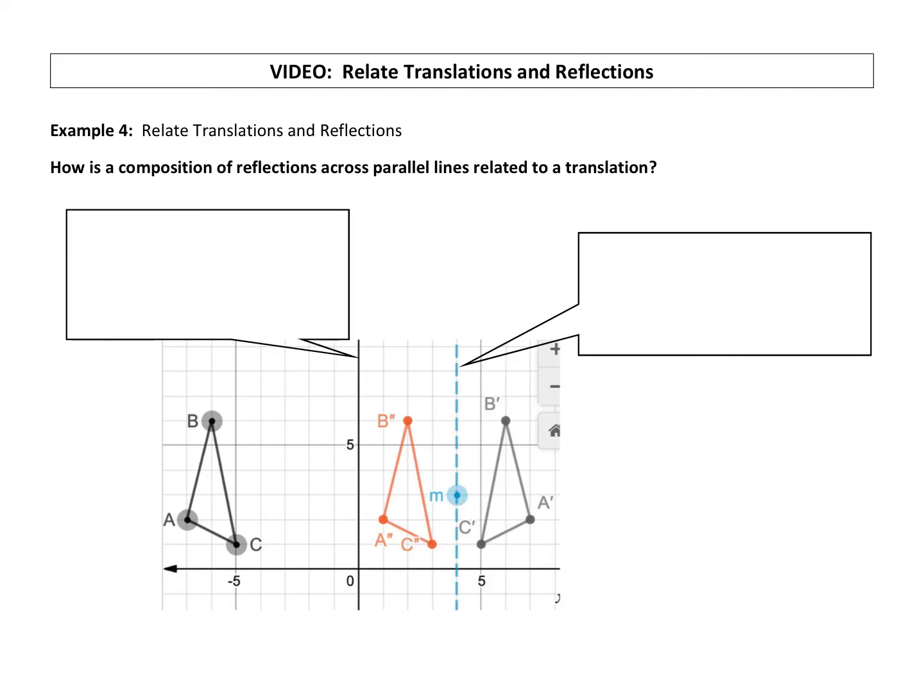All right, so our last video of this lesson is going to relate translations and reflections. So our question is, how is a composition of reflections, so if you do one reflection followed by another reflection, across parallel lines related to a translation? So in this figure, what we did first, our step one, was to reflect triangle ABC across the y-axis.